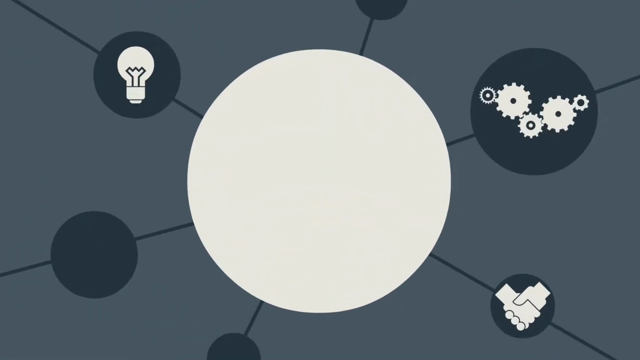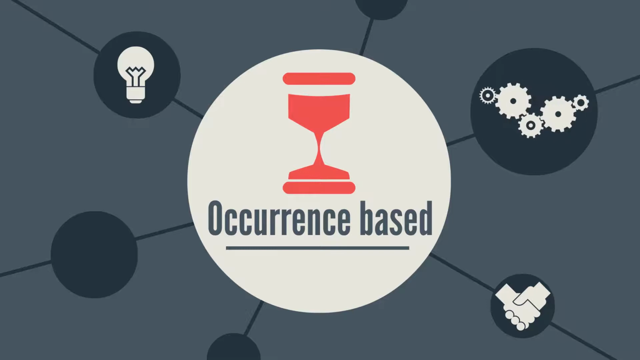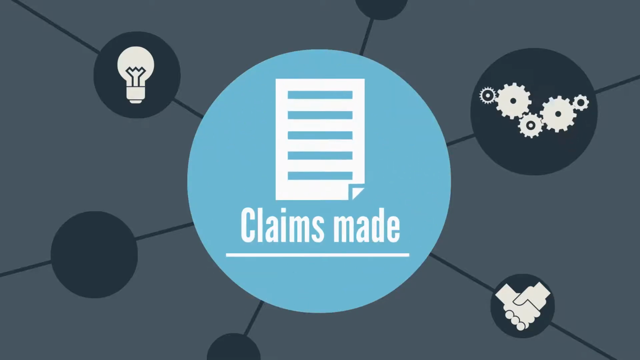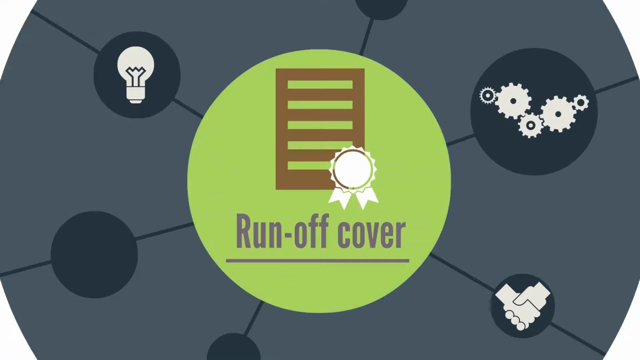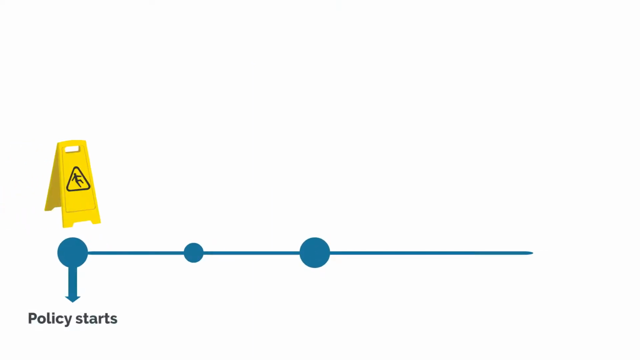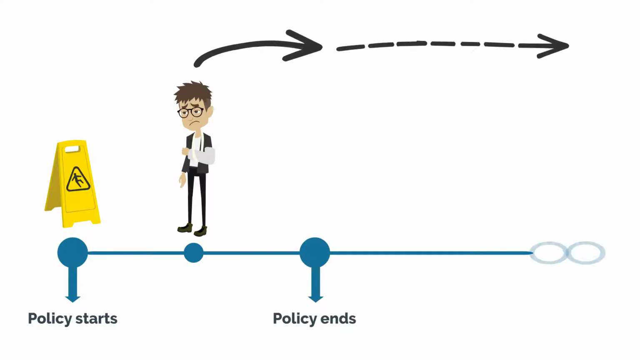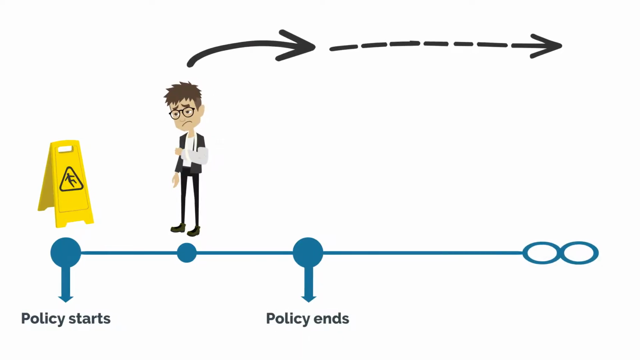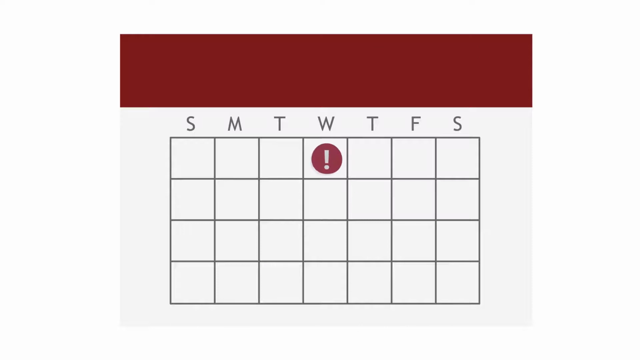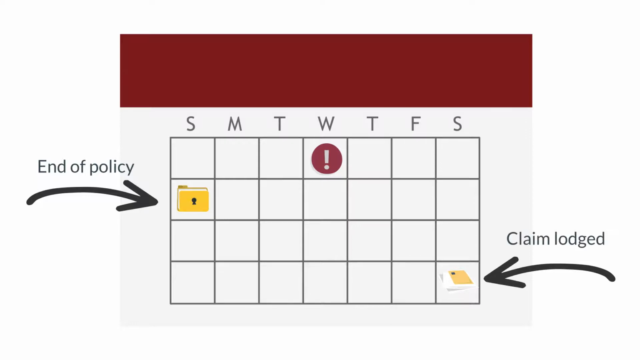Now let's go over some of the important basics like occurrence-based policies, claims-made policies, and runoff cover. An occurrence-based policy means it will pay out on claims made where the loss or damage occurred during the period of insurance, regardless of when the claim is reported. That means it will respond to claims that come in even after the policy has ended or been cancelled, so long as the incident occurred during the time the policy was active.